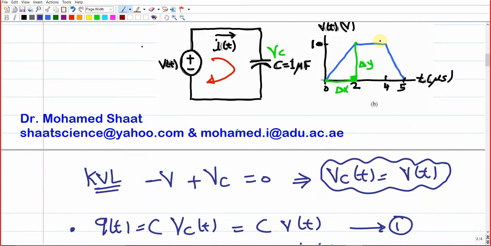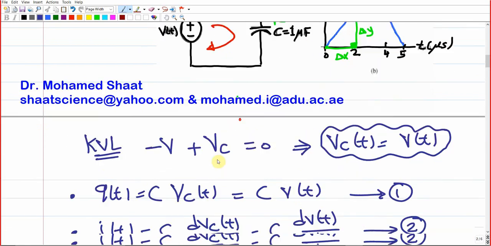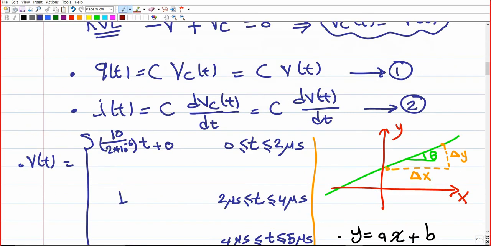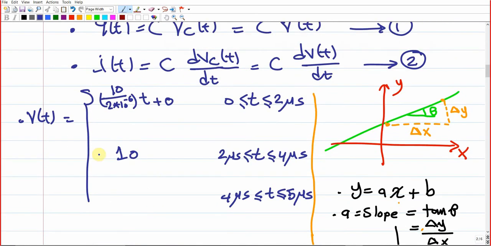Make sense? How about the second equation? This horizontal line is a constant function, a constant function within the period between 2 and 4. So what does it mean? The line equation would be just 10. The volt here will be equal to 10 all the time. And that's it for this second period. There is a constant function.